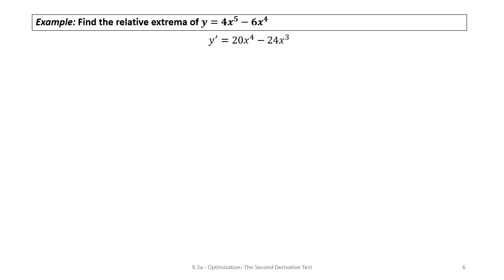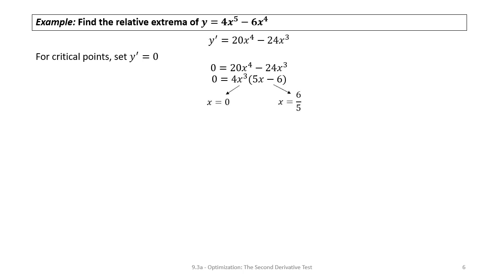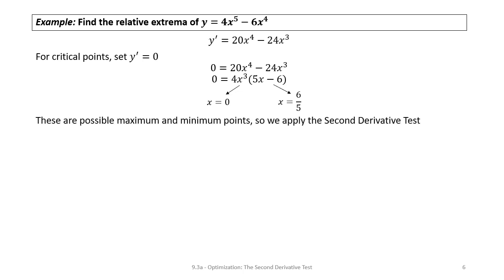Then we're going to check for the critical points. So we set y prime equal to 0. This gives us 0 equals 20x to the 4 minus 24x cubed. We can factor out a common factor of 4x cubed, which gives us 5x minus 6 in brackets. And this will give us x equals 0, as well as x equals 6 over 5. These are possible maximum and minimum points, so we apply the second derivative test.